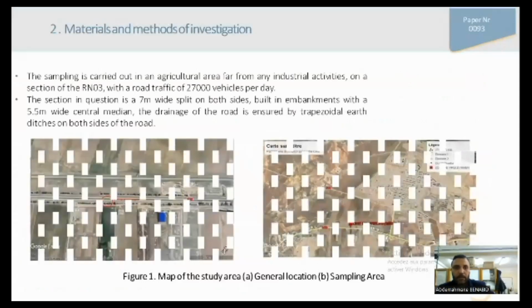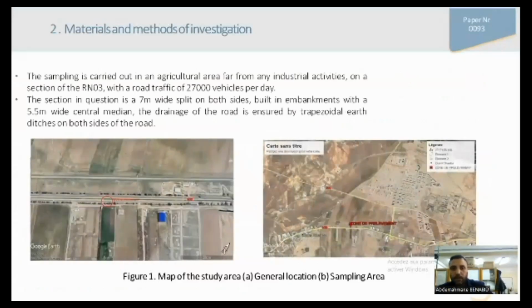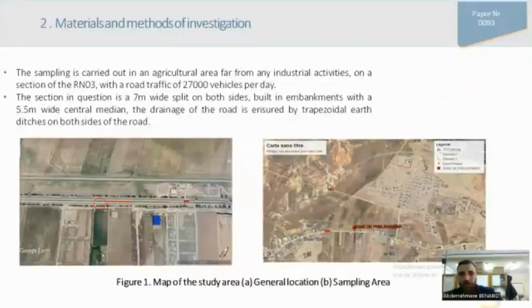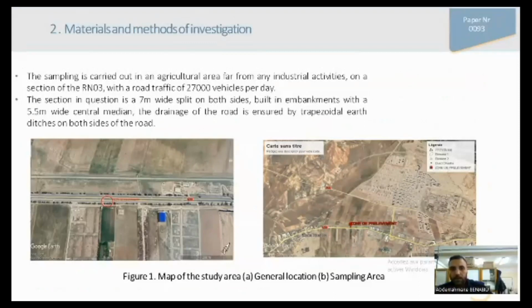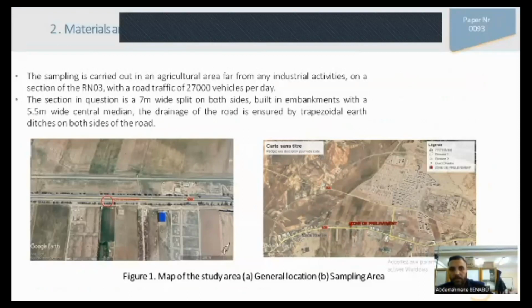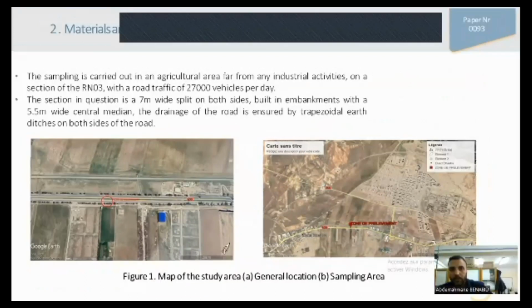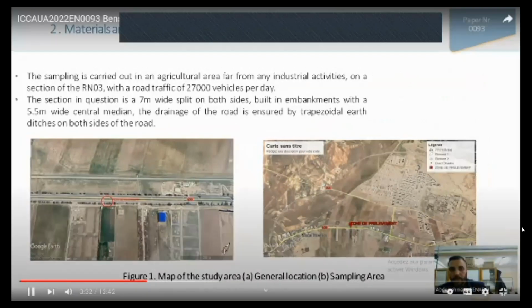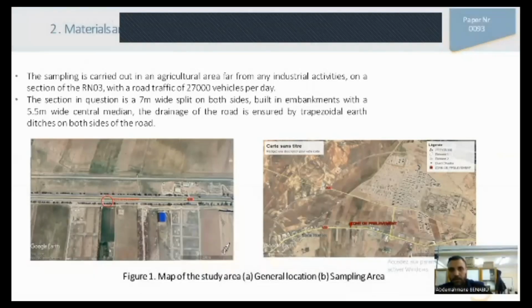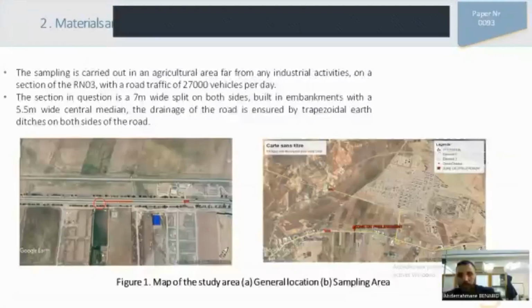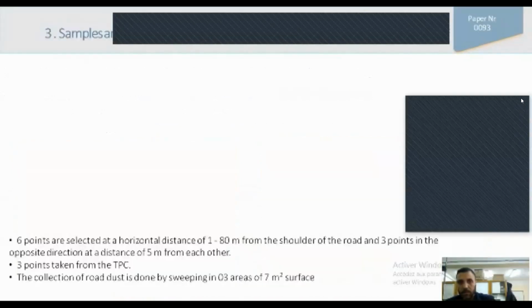The sampling was carried out in an agricultural area far from any industrial activities, on a section of the RN3 with a road traffic of 27,000 vehicles per day. The section in question is 7 meters wide on both sides, built in embankments with a 5.5 meters wide central median. The drainage of the road is ensured by trapezoidal earth ditches on both sides of the road.